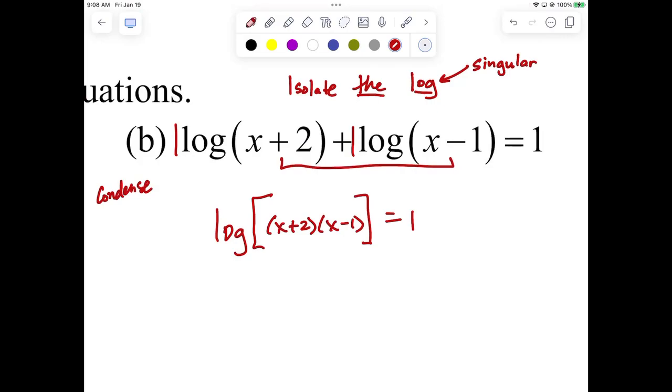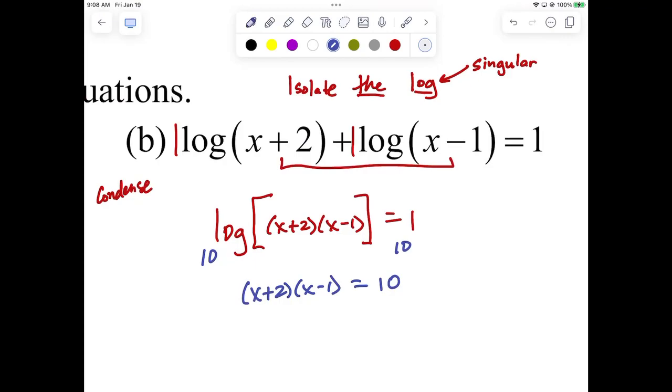Now have I isolated the log? Yes, so now I can convert it to exponential, or I can exponentiate both sides base 10. What's 10 to the log base 10 of blob? Blob. And that equals 10 to the first, which is 10.